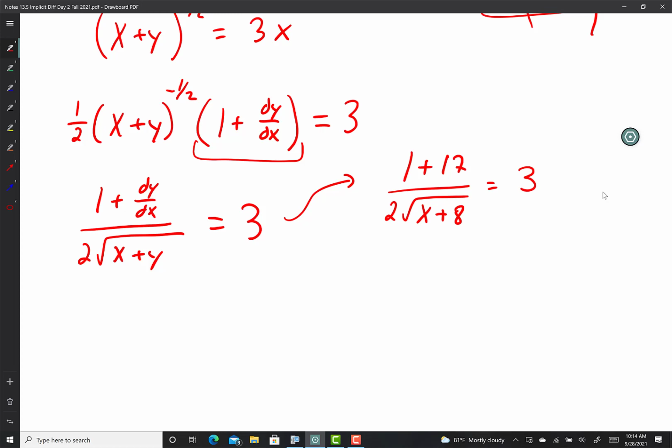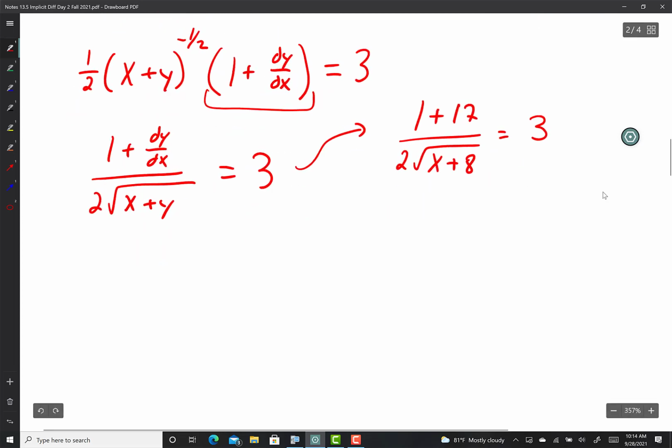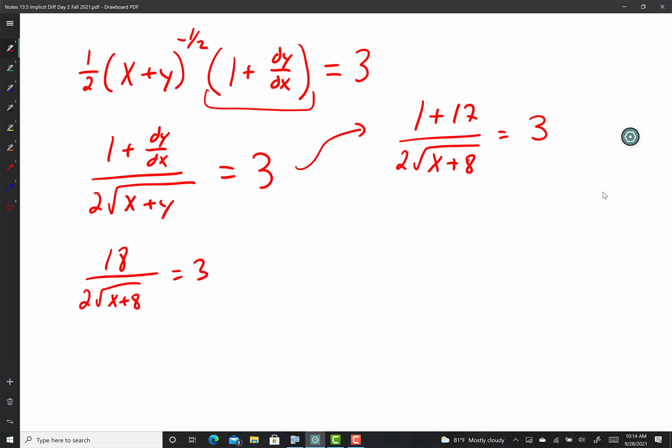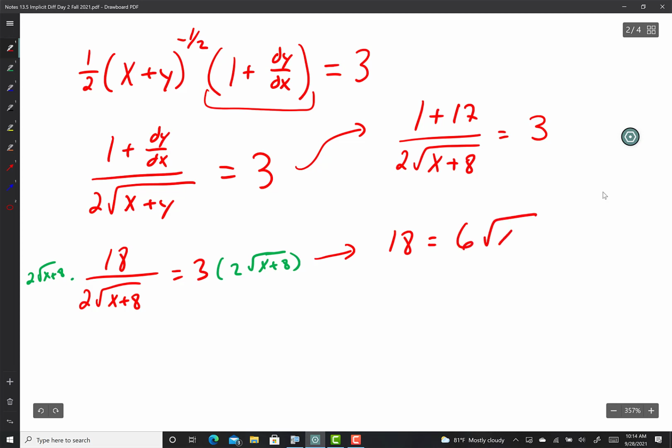All right, now it's just algebra. Let's just have some fun with algebra. Let's see, 18, and I'll go slow. 18 over 2 square root of x plus 8 equals 3. I want to get rid of that denominator, so I'm going to multiply by 2 square root of x plus 8. So when I do that, I'm going to have 18 equals 6 square root of x plus 8.